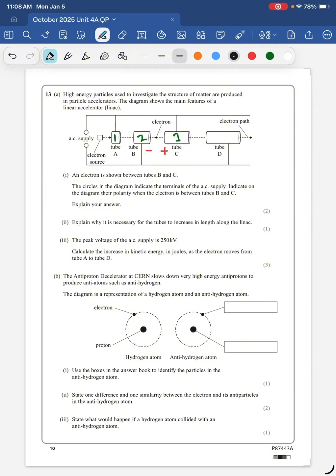So it says that the diagram is a representation of a hydrogen and an antihydrogen atom. Part I. Use the boxes in the answer book to identify the particles in the antihydrogen atom. So in the nucleus of this antihydrogen, you will have an antiproton, which is negatively charged. And instead of an electron, we will have a positron. Okay, and that's the answer.